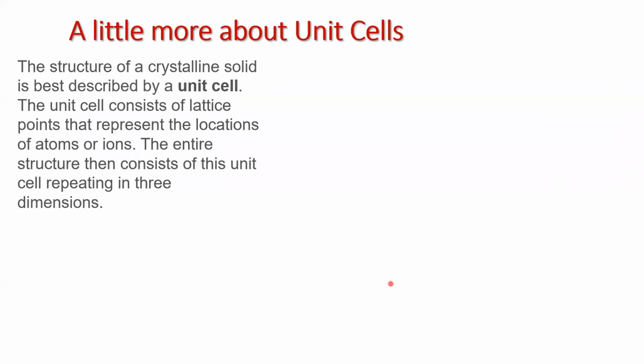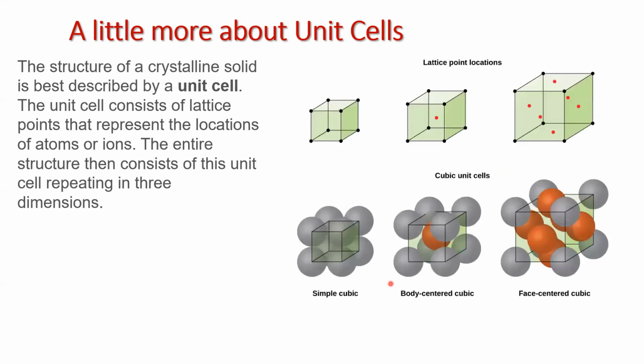All right, so let's look a little bit more at those unit cells, and then we'll move on. We'll be done with chapter 10 and go on to chapter 11. So when we look at crystalline solids, they have those unit cells that are used to describe them. They're classified by what their unit cells look like. And the unit cells are basically of three different types.